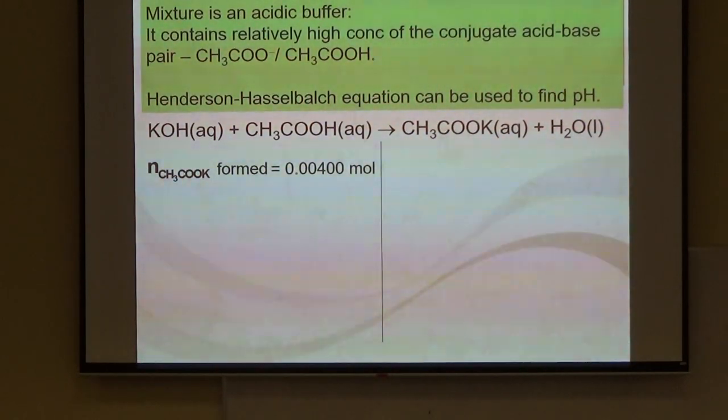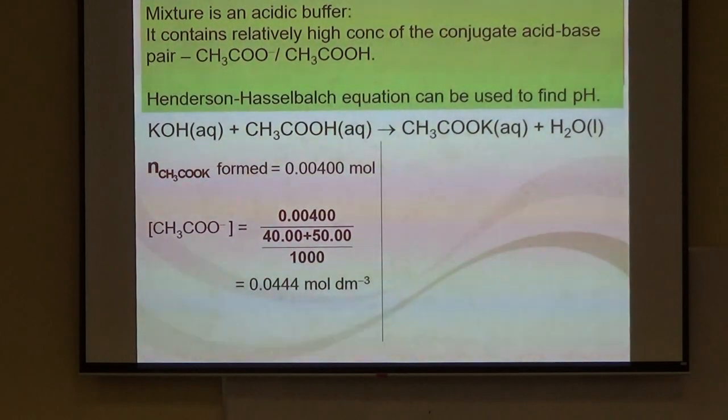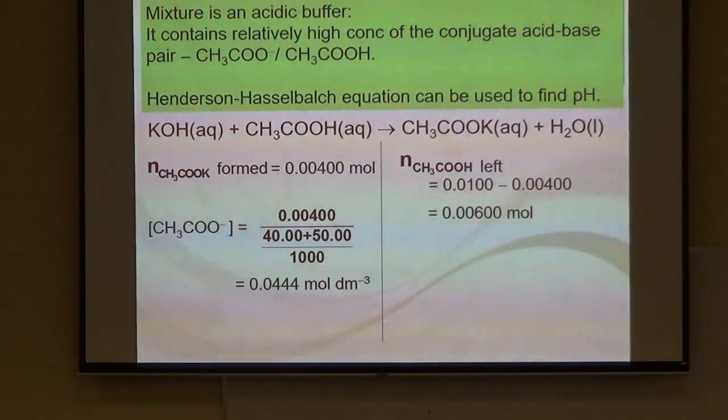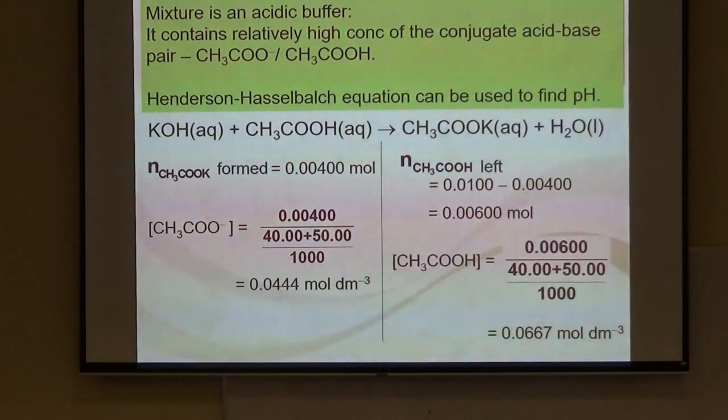Okay, so take note now. What you have done is found the amount. The equation requires the concentration. So you need to calculate the new concentration. For the ethanoic acid, you already had some present, and then there was the amount that reacted with the KOH, so you need to do a subtraction to find out what is left, and then you need to find the concentration. So these two values.